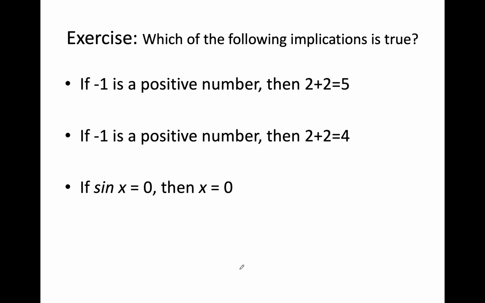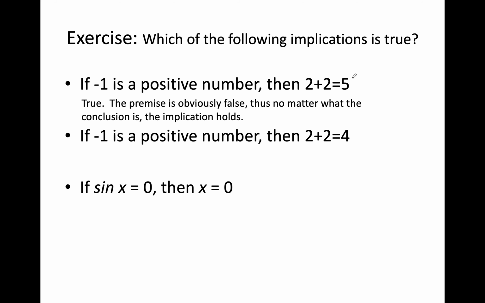If you look at the exercise for this one: if 1 is not a positive number, then 2 plus 2 equals 5. Are the following implications true or false? This is true because the premise is obviously false, but no matter what the conclusion is, the implication holds. So long as the implication is true, then it basically works out. If 1 is not a positive number, then 2 plus 2 equals 4. Same thing as above.